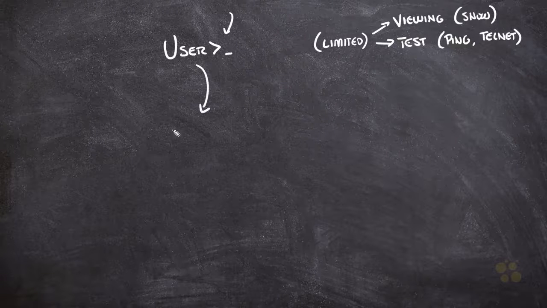You'll then move to privilege mode, and that's always the first mode. That's where the prompt changes to a pound symbol or a hashtag.